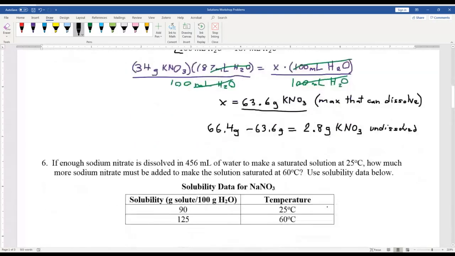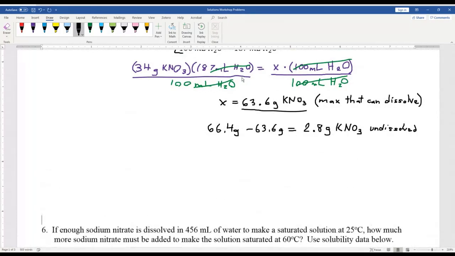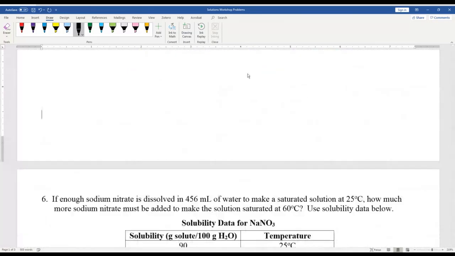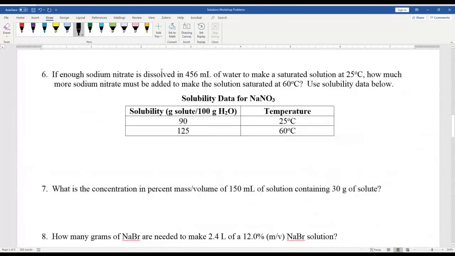So let's go ahead and take a look at the next problem. It says if enough sodium nitrate is dissolved in 456 milliliters of water to make a saturated solution at 25 degrees Celsius, how much more sodium nitrate must be added to make the solution saturated at 60 degrees Celsius? And it says use the solubility data below.